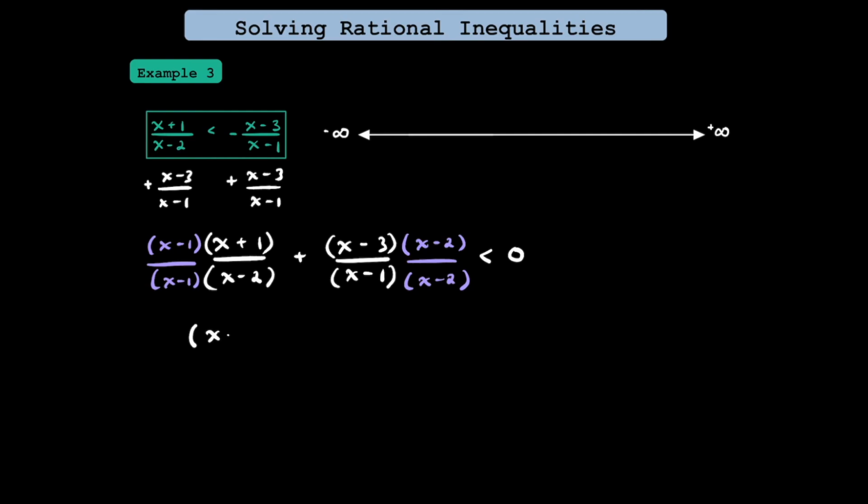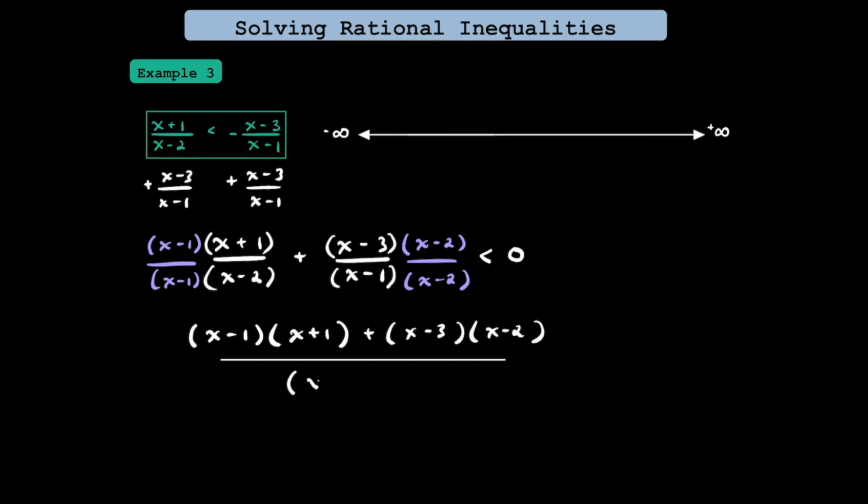Rewritten as one fraction, we're going to have (x - 1)(x + 1) + (x - 3)(x - 2). This whole thing is going to be on top of (x - 1)(x - 2). Multiplying these binomials out, this x times x is going to be x squared. x times positive 1 is going to be positive x, and negative 1 times x is going to be negative 1x. These are just going to cancel out. And this negative 1 times positive 1 is just going to be negative 1.